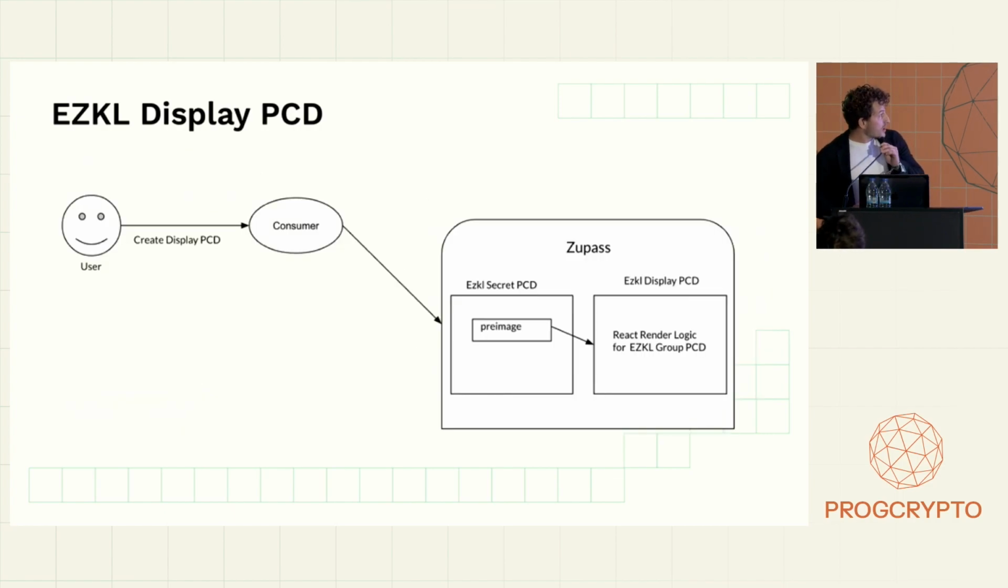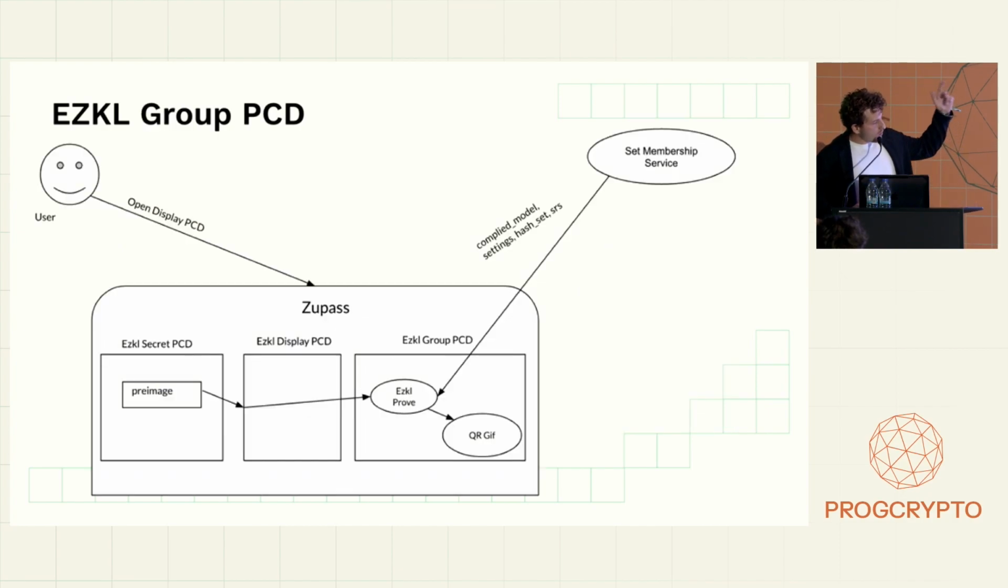Then we're going to create an EZKL display PCD. This doesn't really do too much, but it's important for the group PCD we'll see in a second. So we create a display PCD for that secret PCD, and all it basically has is the React rendering logic. So when we open the display PCD, we're going to, on the fly, create an EZKL group PCD.